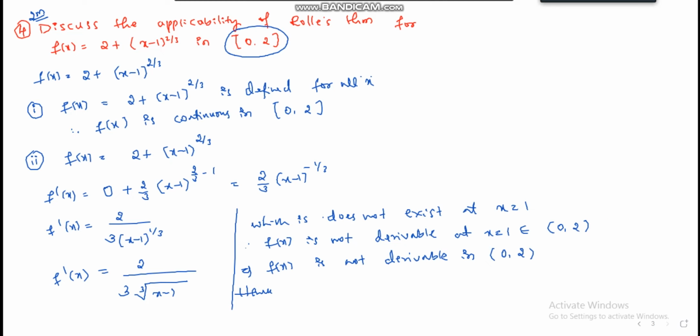So the second condition is not satisfied, and hence Rolle's theorem is not applicable for f(x) = 2 + (x - 1)^(2/3) in the closed interval [0, 2]. This completes your answer.